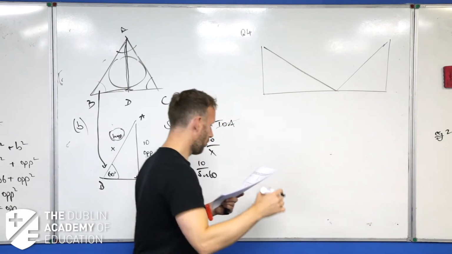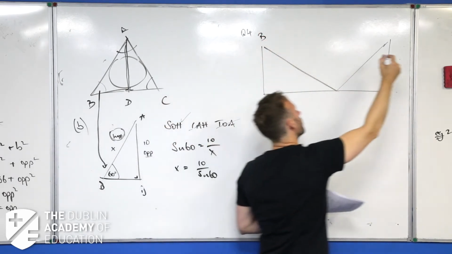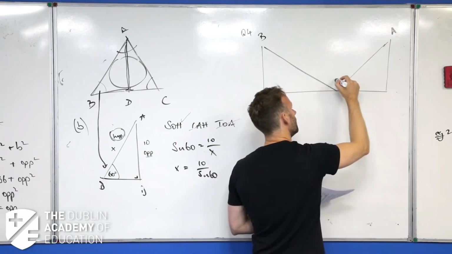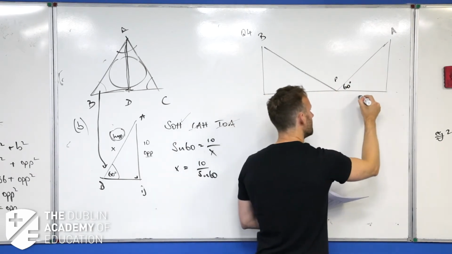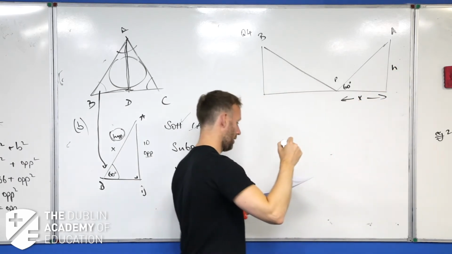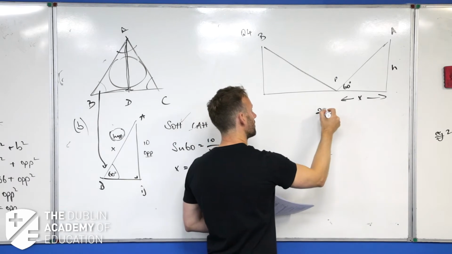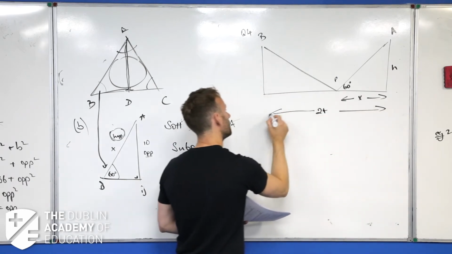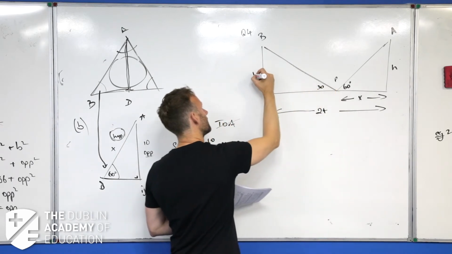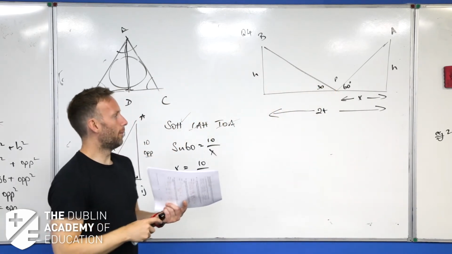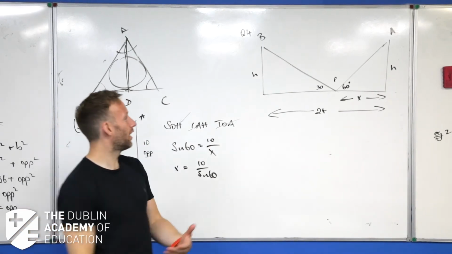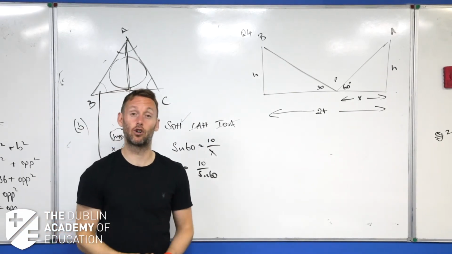Okay, so we're told that this is pole B, we're told that this is pole A. We're told that this is 60 degrees. This is P, this distance here is x, this is h, and the entire distance between the poles is 24. Okay? And this is 30 degrees, and then this is h. Now, what the examiner will often do is give you a couple of right angle triangles, or a couple of triangles, to work with.